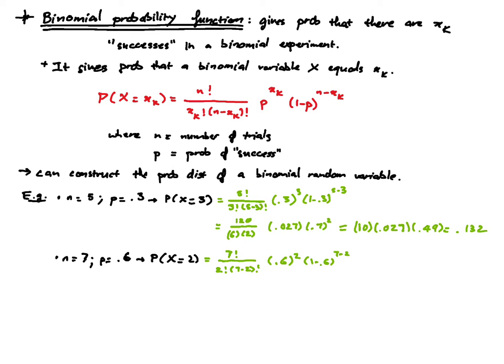I'm not going to work out the math here too much. You can check the math yourself. But the first term here should give you 21. The second factor should give you 0.36. And then the last factor is 0.4 to the 5th power, which is 0.01024. If you punch this into your calculator, you get 0.077 as the probability.